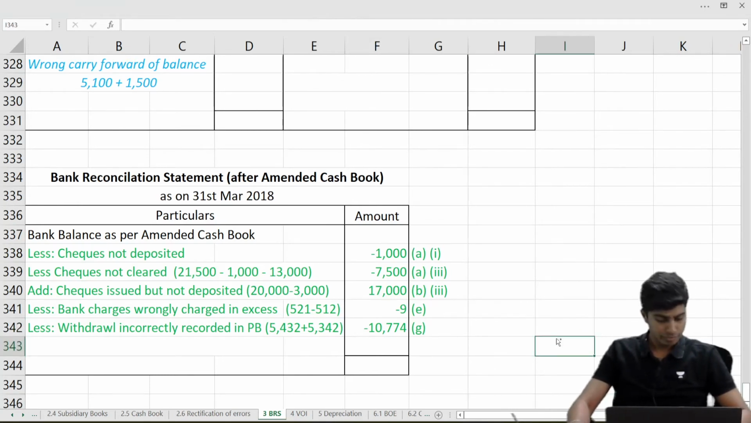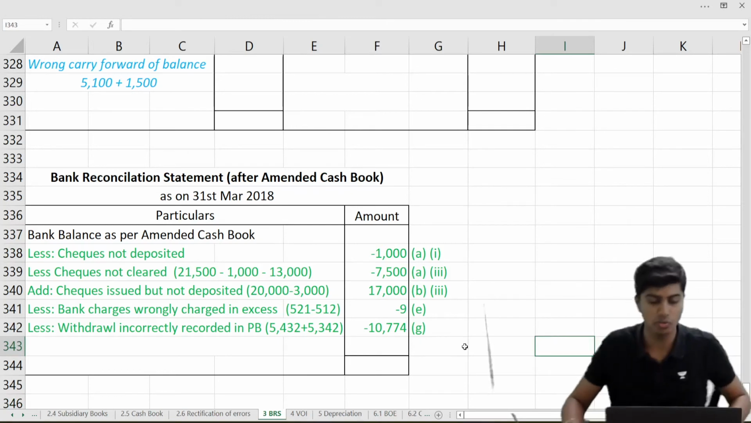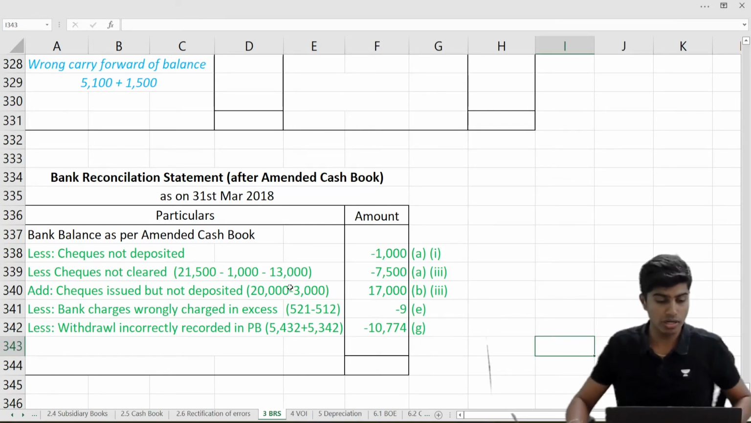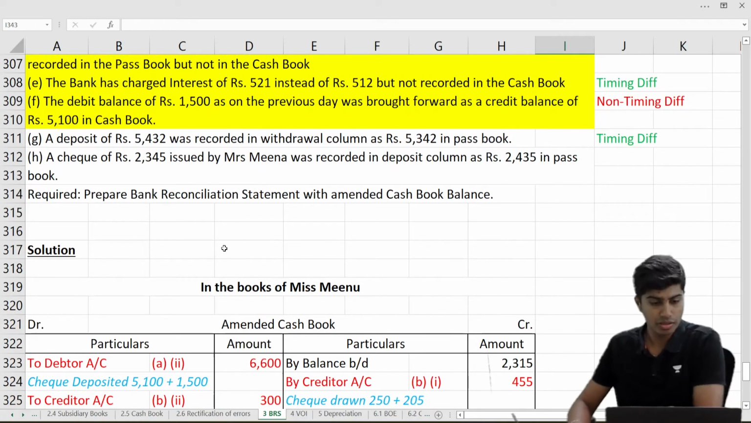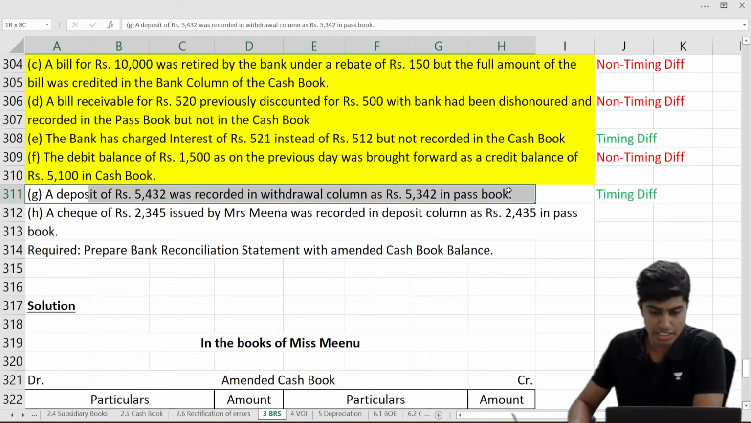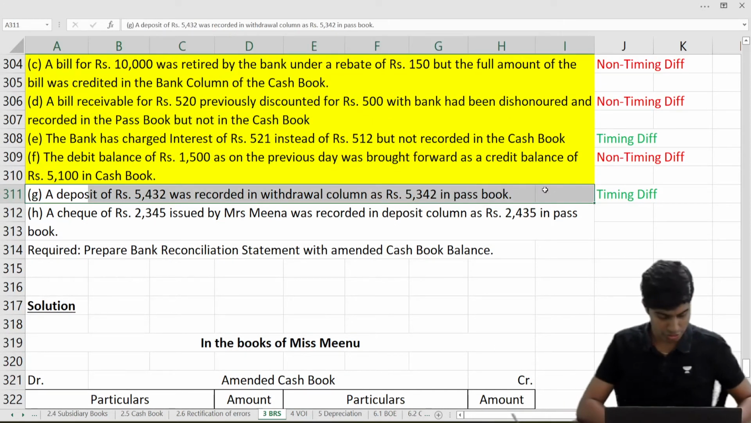This is our adjustment G. Clear? I hope you guys don't have any doubt with regard to this part. Come on, let's quickly see the next one. We will now see the last adjustment in this question, adjustment H.